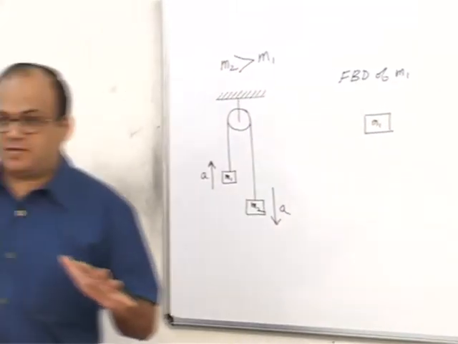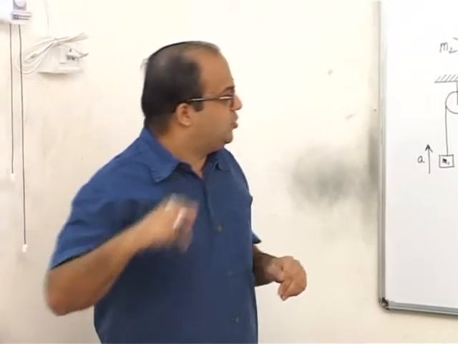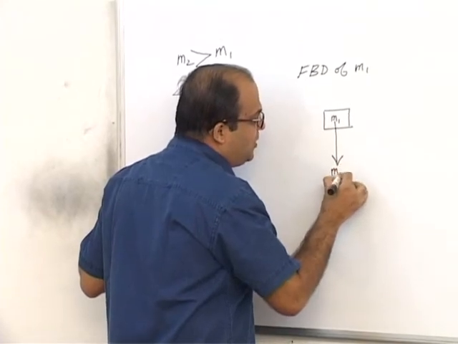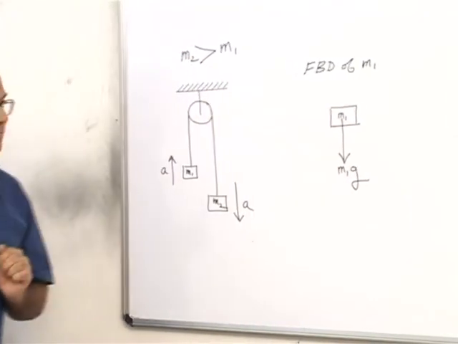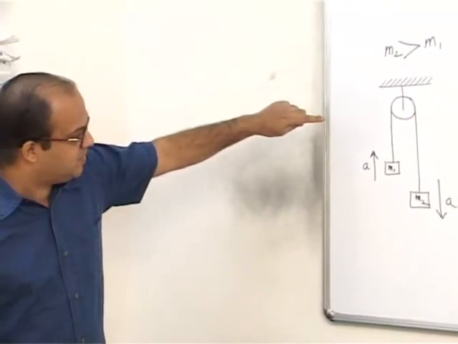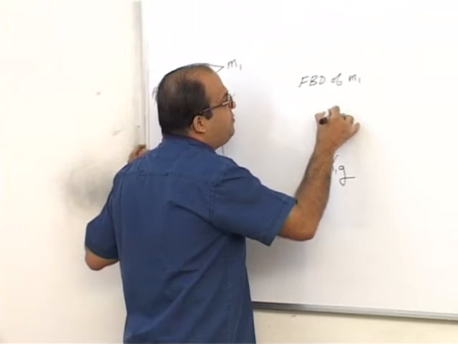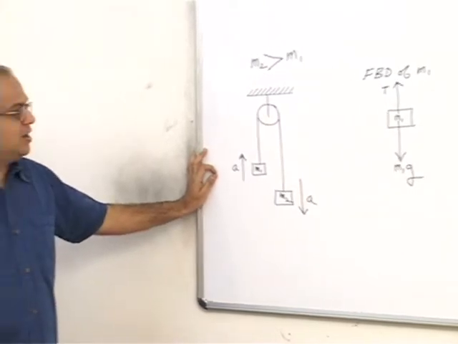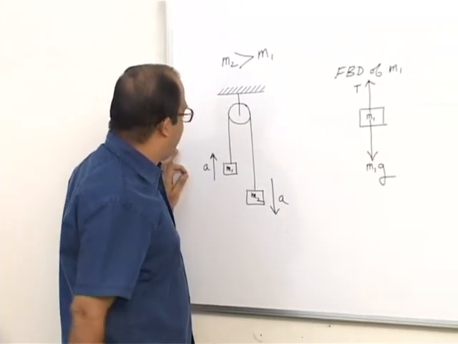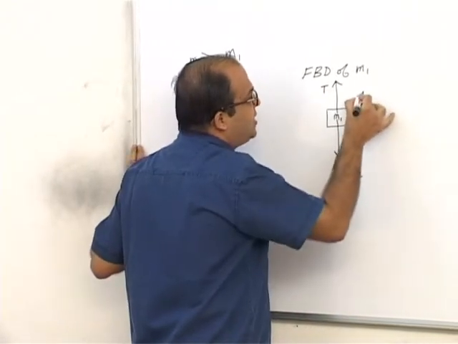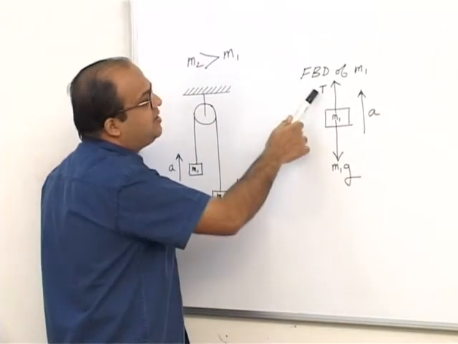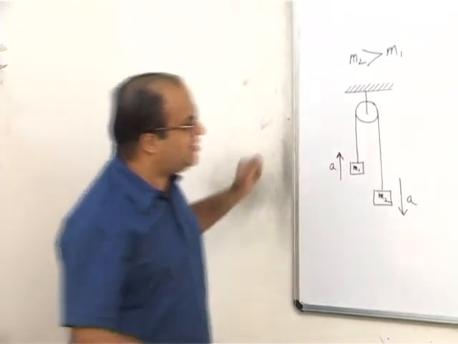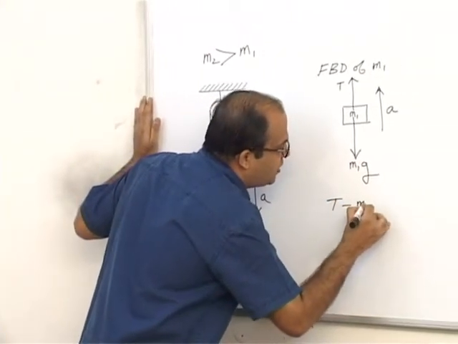For anything having mass, weight will act through the center of gravity vertically downwards. So M1G will be acting like this. For anything connected by a string, tension will act away from the body under consideration and along the string. These are the forces acting on M1. The acceleration is in the upward direction. So obviously this force must be greater than this force. So the net force acting on the body is T minus M1G.